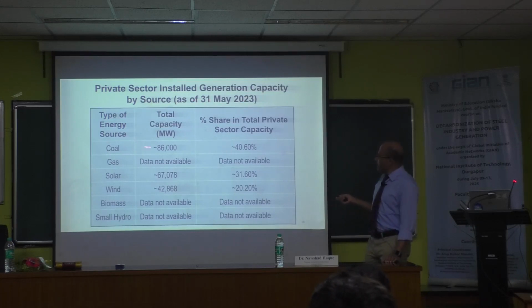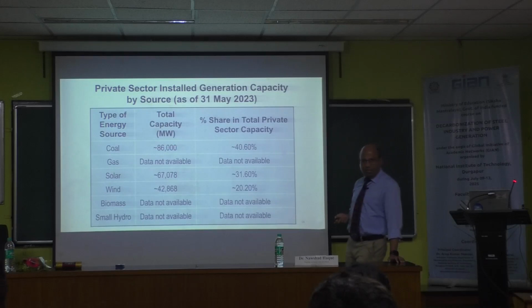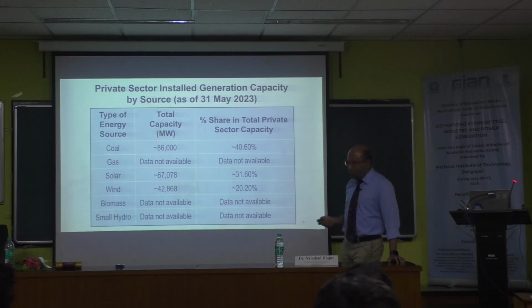So coal is 86 gigawatt. You said 400 gigawatt, right? Total? It's just the private sector. I know, I'm coming there. So a total of 486, just private sector, right? But if you compare that with the solar number, 67 gigawatt, wind number, 42 gigawatt. This is a good number.